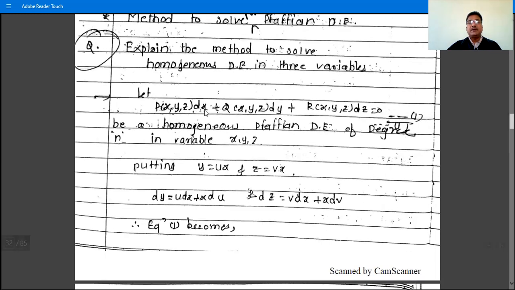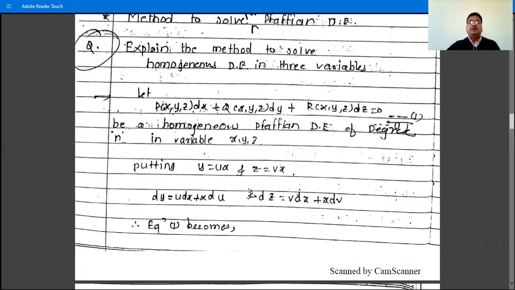So let P(x,y,z) dx plus Q(x,y,z) dy plus R(x,y,z) dz is equal to 0 be a homogeneous Pfaffian differential equation of degree n in variables x, y, z. Obviously, this means P, Q, and R are homogeneous functions of degree n. So we have to discuss the method to solve this homogeneous Pfaffian differential equation. So substitute y is equal to ux and z is equal to vx.